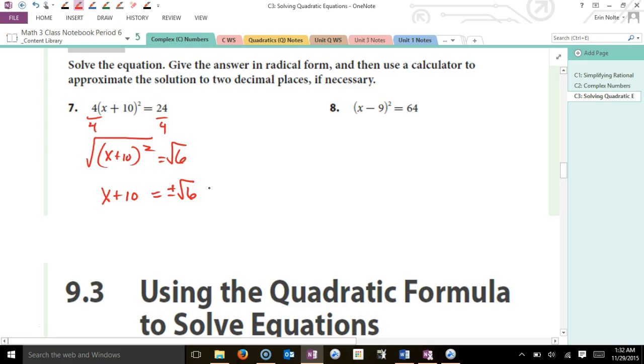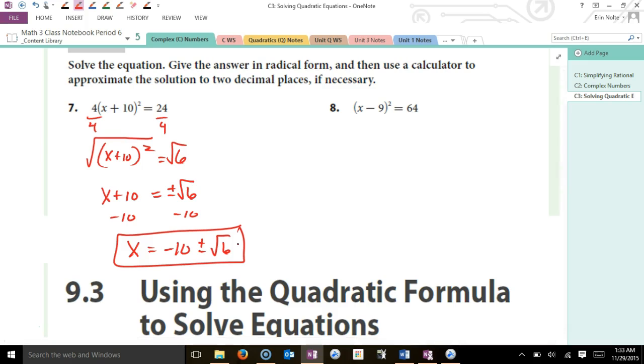Remember I'm isolating the x. What's my last step if I have plus 10? Subtract 10. So I'm going to subtract 10. Now watch how I write my answer. X is going to equal, can I combine square roots with constants, by the way? No. It's going to be negative 10 plus or minus the square root of 6. Done. How many answers did I just write? 2 answers. One for the plus and one for the minus. There's 2 answers written there. Everybody good there?